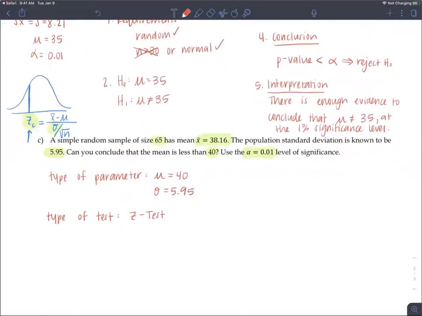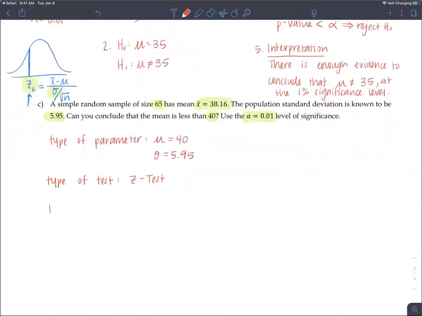And so here, if we actually perform the test, we need to check the requirements. They're both satisfied, so I'll just write this down really quickly. N is greater than 30. It's random. It's not very interesting anymore. Okay. And then your hypotheses. We already know mu is equal to 40. But my alternative, is that going to be less than, greater than, or not equal to? Less than. Less than, because it specifically says less than right here.